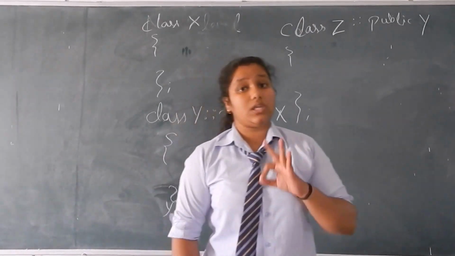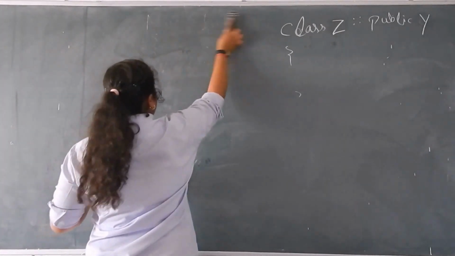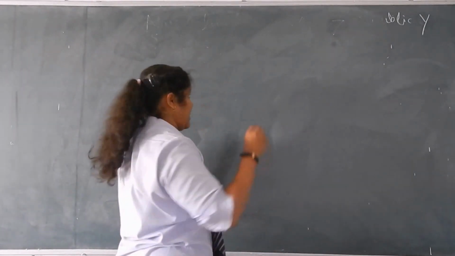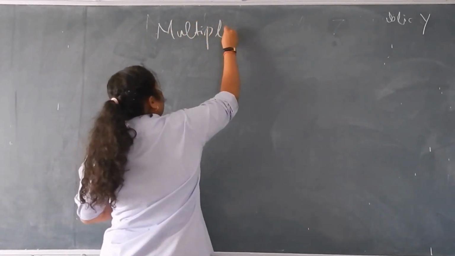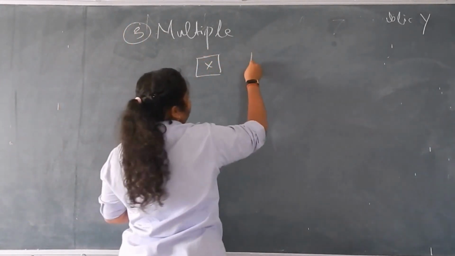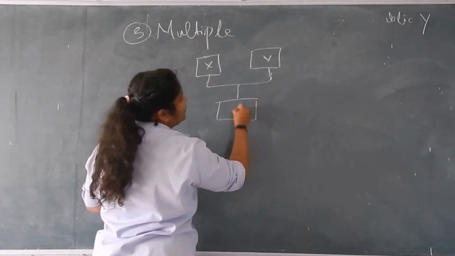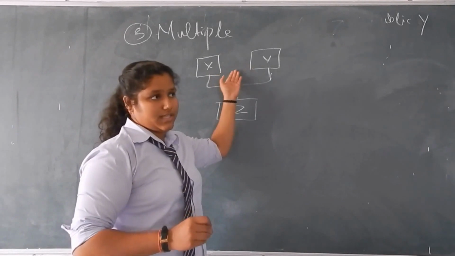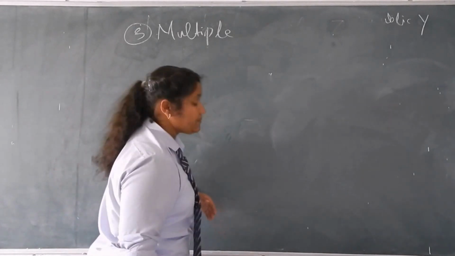Now moving on to the third type of inheritance, that is multiple inheritance. In multiple inheritance, there are two base classes, say X and Y. Now we will derive a third class from both these classes, that is Z. This class will contain both the traits of these classes. Now, while using it in code, we will write like this.